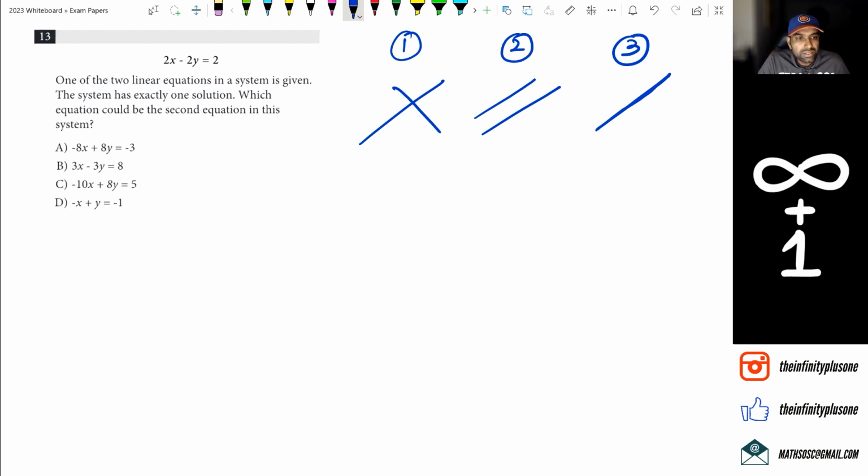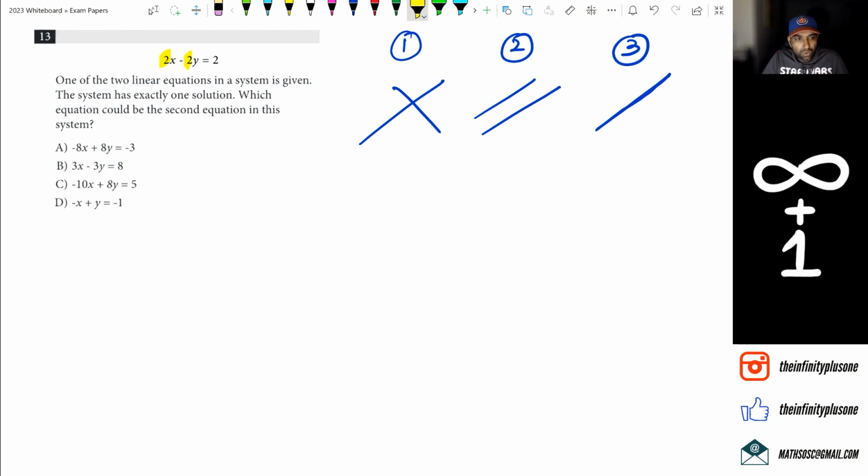So having a look at this, the first thing you want to do is find out what the gradients are for each one of them. Now, I'm just looking at the timing of this, and it's going to take you a long time to rearrange it. The best way to do this type of question is to look at the coefficients of x and y. If you notice x and y in the original line, you've got 2 and negative 2. If you rearrange that, you're going to end up with a negative slope.